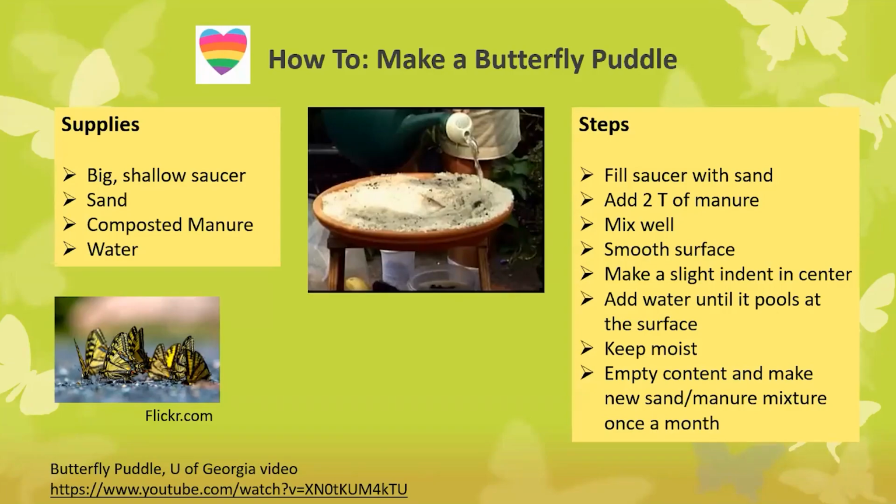And so basically you fill the saucer with sand, you add a couple tablespoons of composted manure, mix it in well, smooth the surface, and make a slight indent in the center. And then you add water until the water has saturated your mixed sand manure and it's pooling at the surface. Then you stop. That's it. Put it in a sunny location and wait for the butterflies to come.